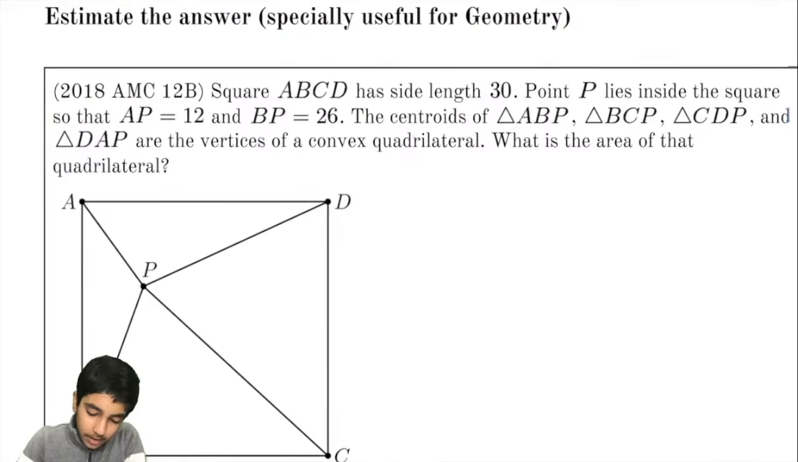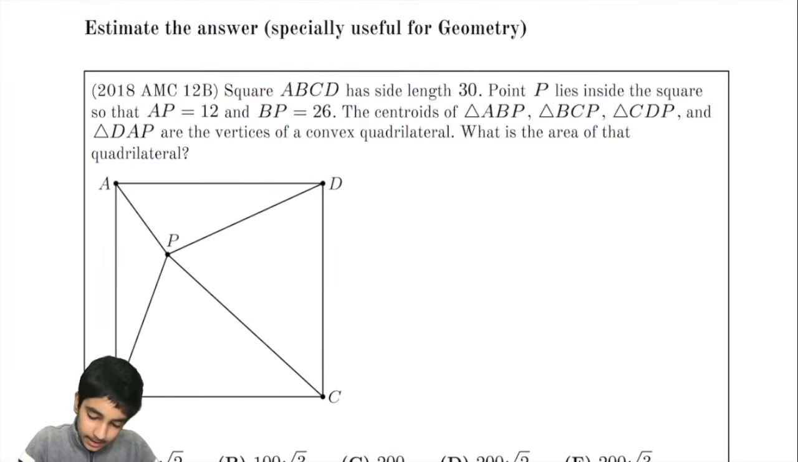Next type of problems. We have the square ABCD with side length 30. And we have a point P such that AP is 12 and BP is 26. And we have the centroids of all these different triangles formed with the vertices of our quadrilateral. So just notice that the centroid of the first triangle, APD, is always going to be 2/3 of the way from the point.